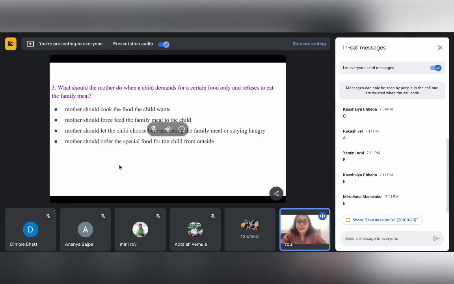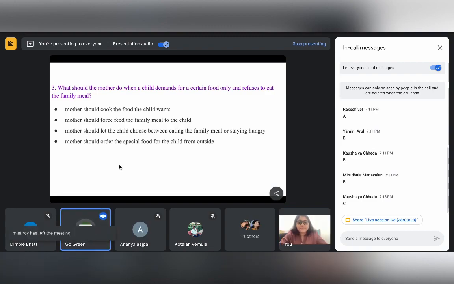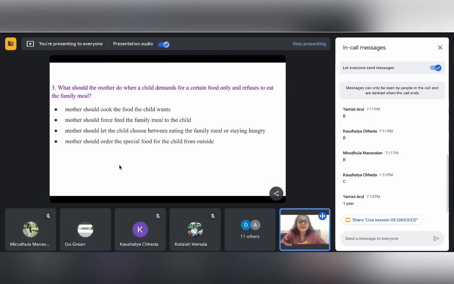What should the mother do when the child demands a certain food only and refuses to eat the family meal? So can anybody tell me, when do we advocate the family meal? What is the stage of the child, or what is the age of the child when we are advocating the family meal? 9 months. 9th month. Okay. 1 year. After 1 year. Right. So the lower threshold or the minimum stage when we are advocating a family meal for the child is at 12 months, right? It is not 9 months. Please be careful. It is 12 months.